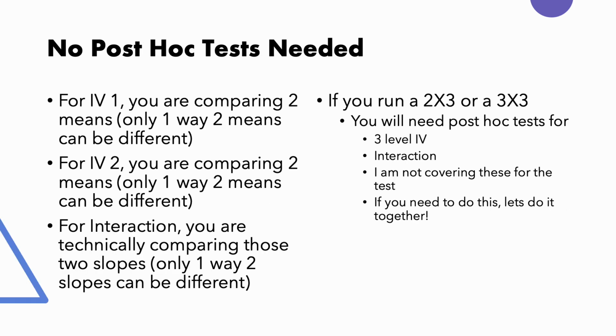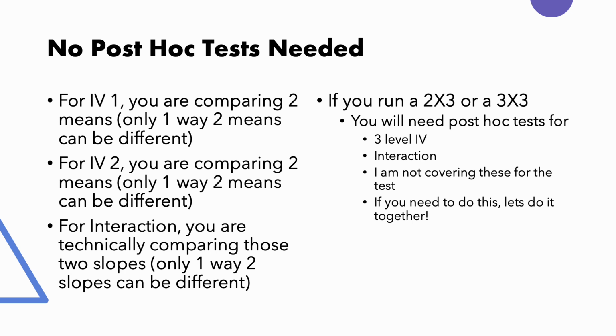There are no post-hocs needed in a 2x2 ANOVA. For independent variable 1, you're comparing two means. There's only one way two means can be different, right? There's not three means to be different many different ways. There's only one way two means can be different. These two means were significantly different, and so we don't need a post-hoc test. The same goes for independent variable 2. You're only comparing two means. There's only one way two means can be different. And for the interaction, you are technically comparing only two slopes. There's only one way two slopes can be different.